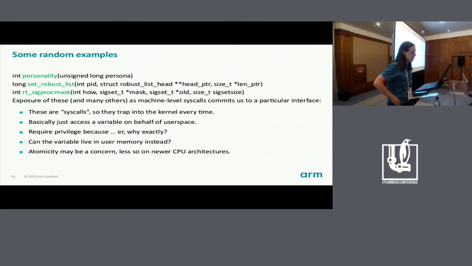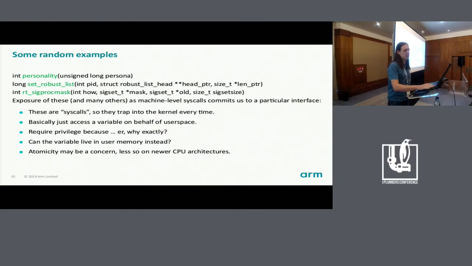So just to give some simple examples of some odd cases, there are some calls like personality and set robust list, which really do nothing more than access a variable on behalf of user space. Some of the signal-related syscalls also don't do much more than that, although they can be a little bit more involved. But the impact of exposing these in the syscall ABI is that we have an inevitable trap into the kernel every time we call them. Do they really require privilege? If they're just accessing a variable on behalf of user space, could we just put that variable in user memory instead?